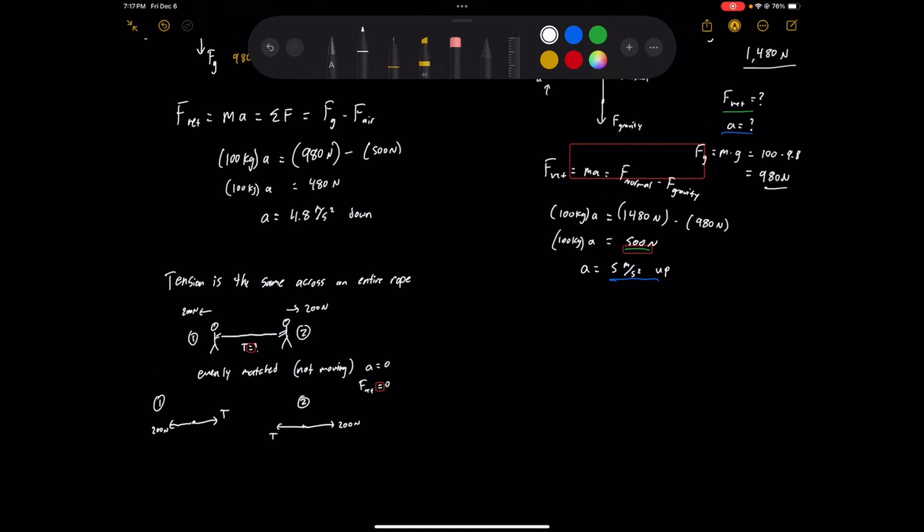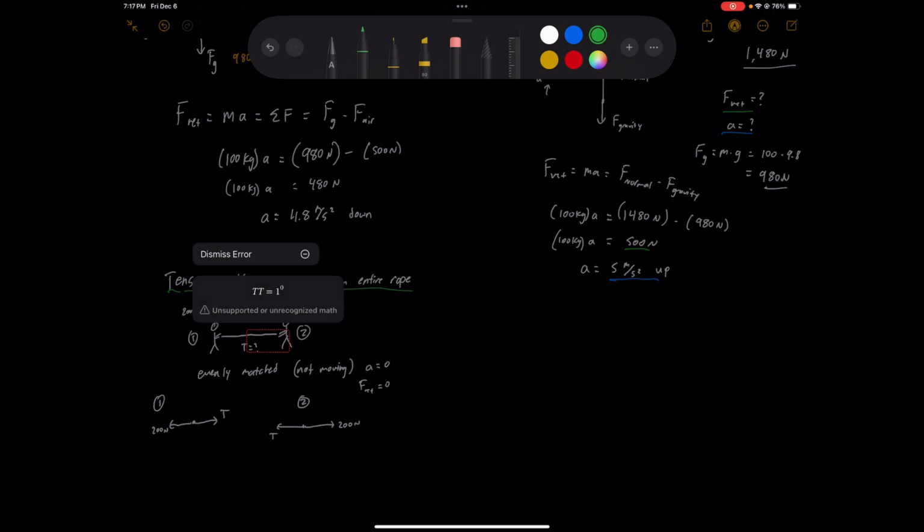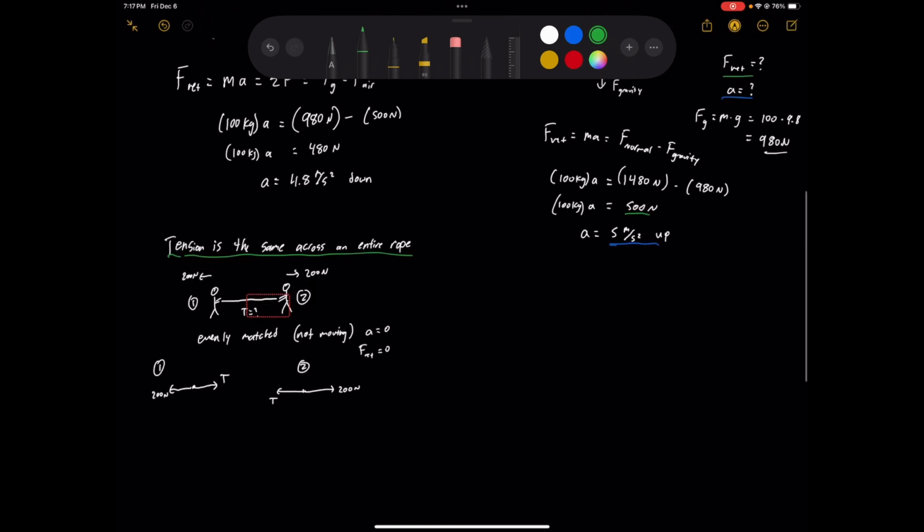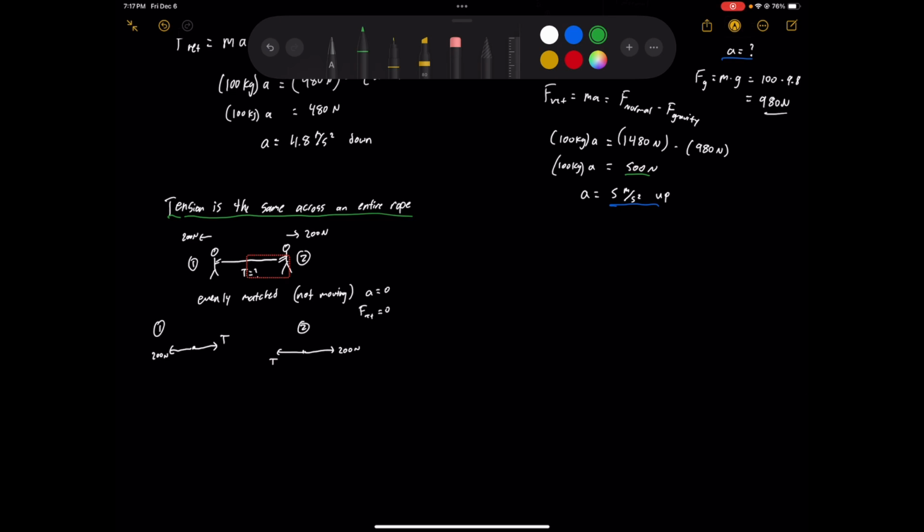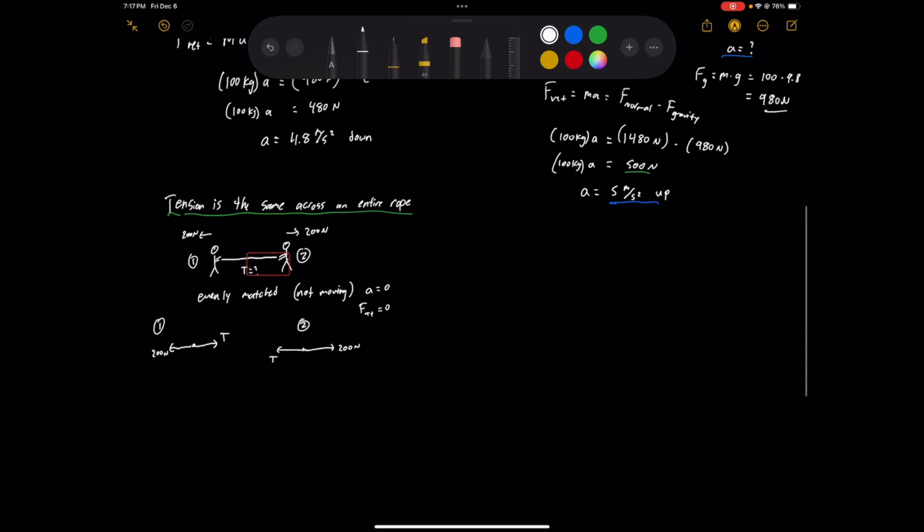Given that tension is the same across the entire rope, this is an important fact, right? The tension that person 1 experiences has to be the same tension that person 2 experiences. Otherwise, the rope would break. So here we know that the tension has to be 200. Looking at both free body diagrams, the tension is 200 over here, and 200 over here. So that's what the tension in the rope is, 200 newtons.